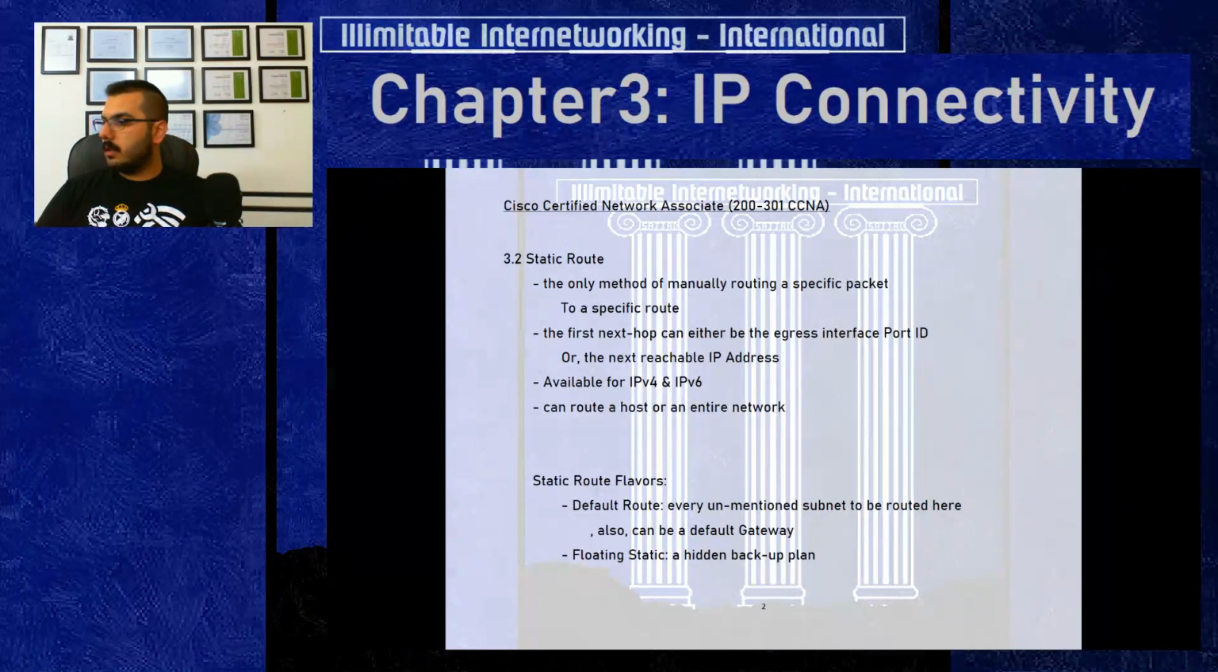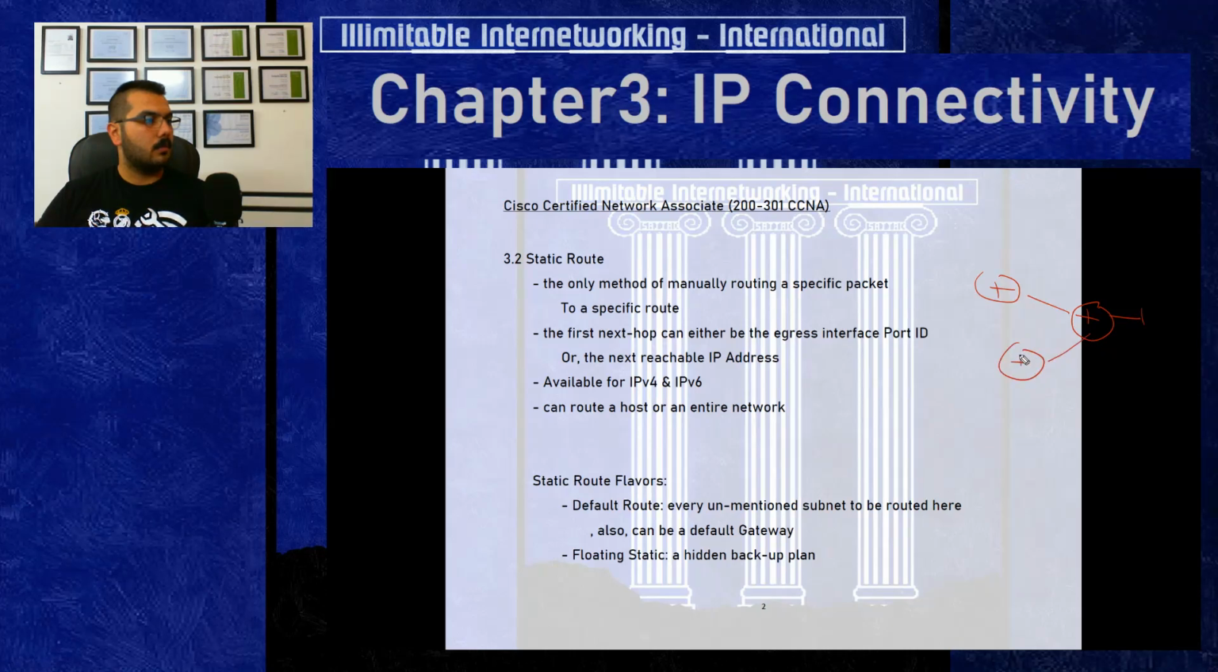Static route is the only manual routing protocol in the world of routing protocols. And by manual, I mean: this is my router and I'm connected to it, and it's connected to this one and this one, and after that maybe it's connected back to this router that is connected to this switch, that maybe this switch has 3 different VLANs.